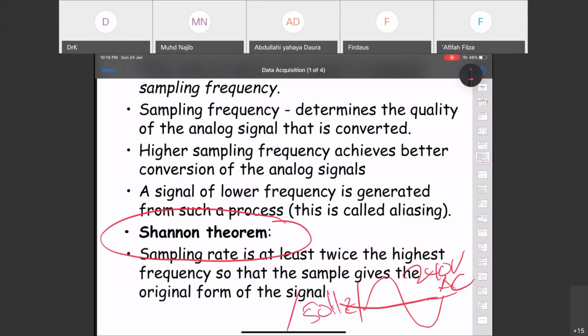Yes. In Nigeria, some, 60 hertz. Yes, in some countries, 60 hertz. Yes. All right.